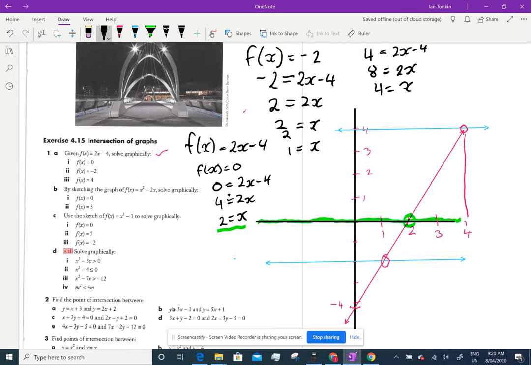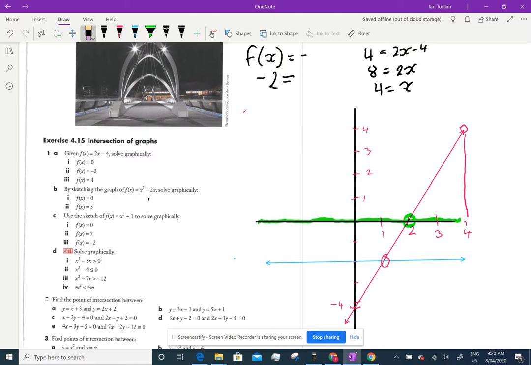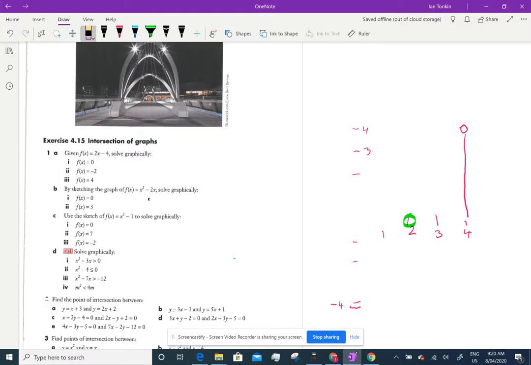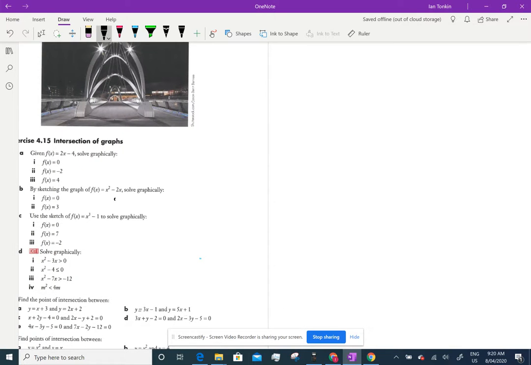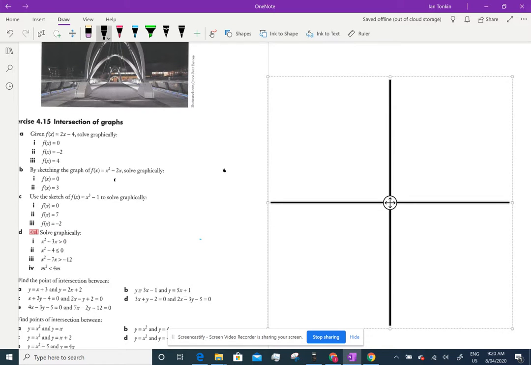But doing these ones, f of x equals x squared minus 2x graphically, that's going to be really hard. So I'm going to have a go at it graphically, and I have done it on the board work, which is on our website. But what I'm going to do to double check this is I'm going to solve it algebraically, and I'm going to use Desmos. So first of all, let's graph the parabola. Now y equals x squared minus 2x.